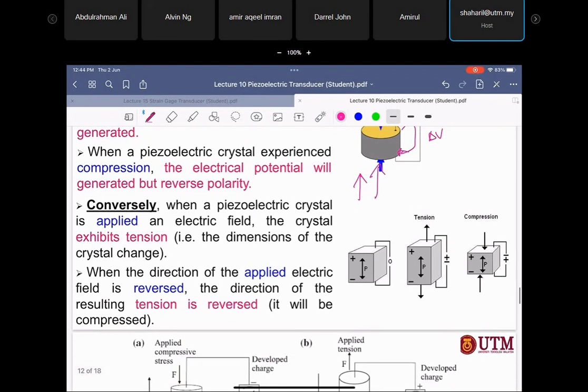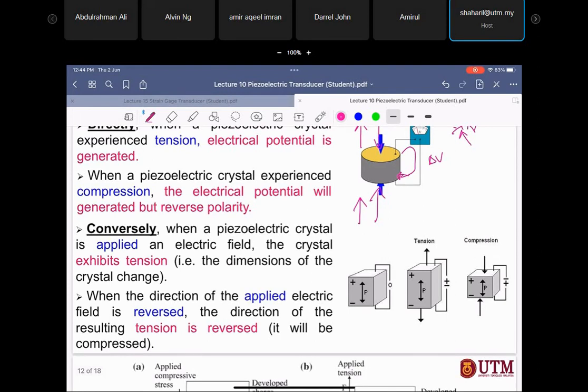The second effect, we call it the converse effect. That means when you apply a voltage to the piezo, it will deform the material. It will extend under tension. And if you give the voltage in reverse polarity, it will compress. So this one can act as an actuator, and the other can act as a sensor. Okay, this is the good thing about the piezoelectric.